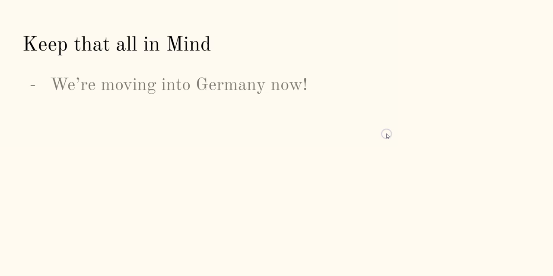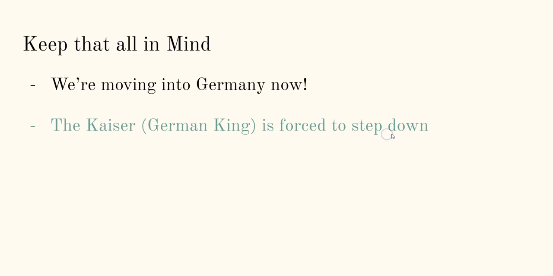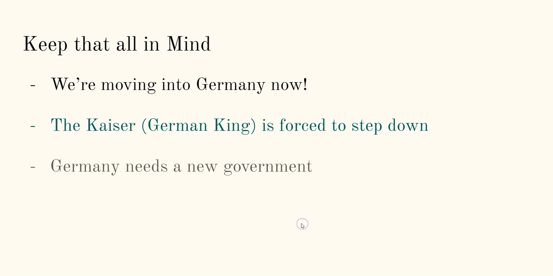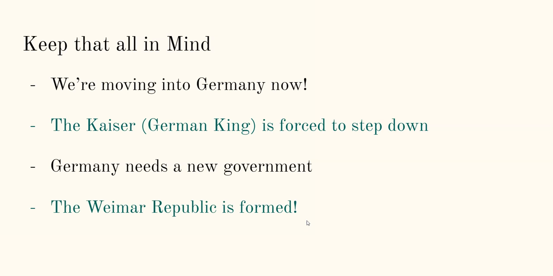Now, as we move to Germany, one of the key events that happened is that as Germany started to lose the war effort, and many of the soldiers there started to really get sick and tired of fighting, the guy called the Kaiser, Kaiser Wilhelm, or essentially King Wilhelm, is forced to step down. He's forced to abdicate the throne. And that means that Germany doesn't have a king, and they need a new government. And what's going to end up being formed is something called the Weimar Republic.